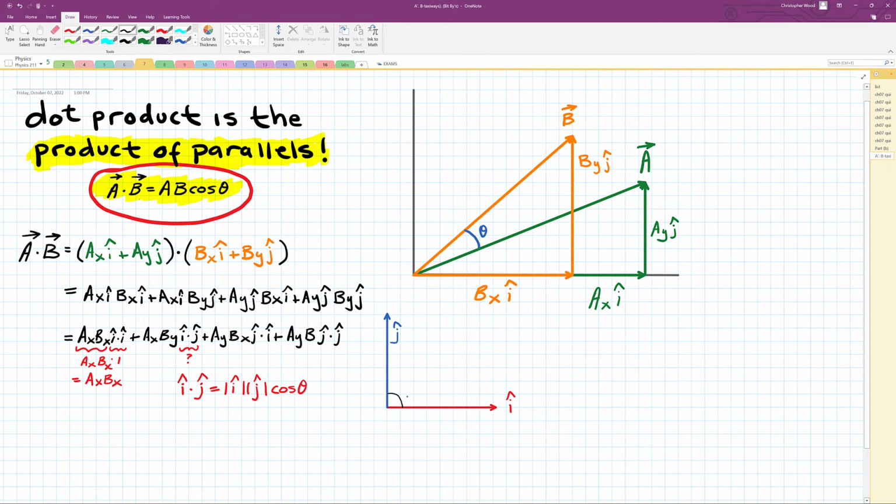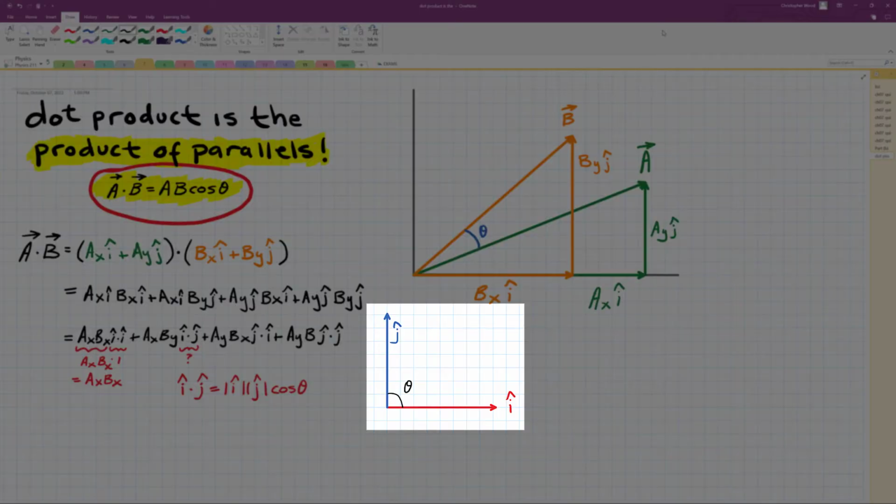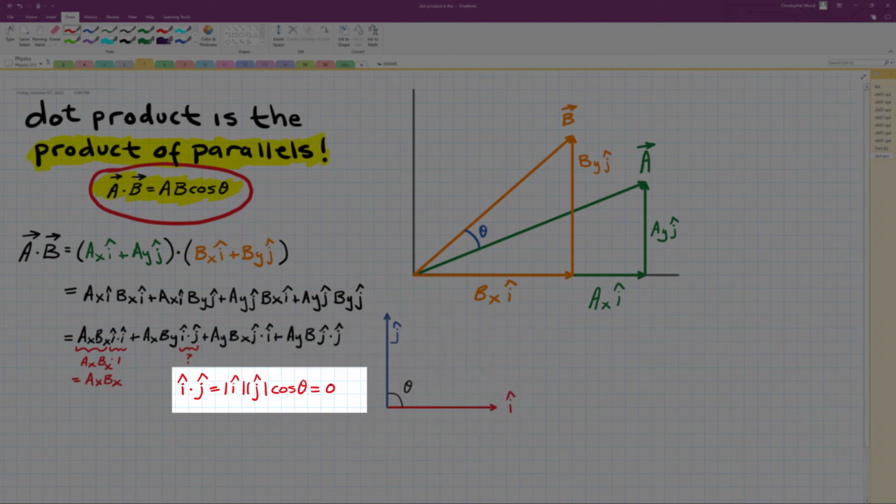X is perpendicular to y. Theta in this case is 90 degrees, which means there's absolutely no parallelness between unit vector i hat and unit vector j hat, which is consistent with the fact that the cosine of theta, cosine of 90, is equal to 0. So i hat dot j hat equals 0.